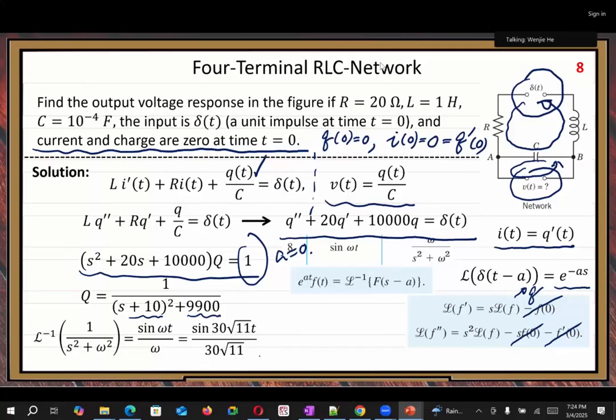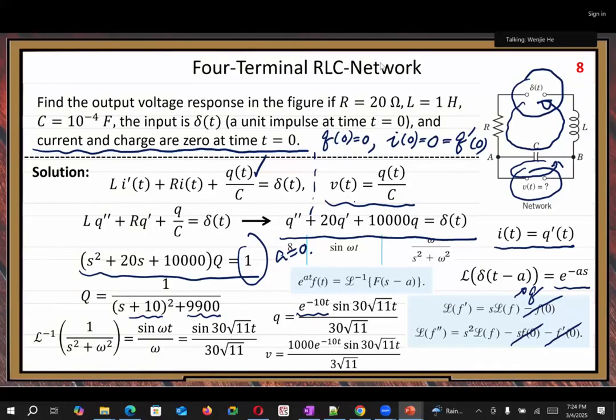Shift. So a equals negative 10. So with a negative 10, you multiply by the e to the at term. So that's the q function. Once you have the q function, you can get the v function quickly. The v function is just q divided by capital C. So you solve this problem.